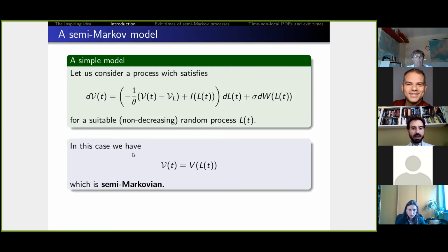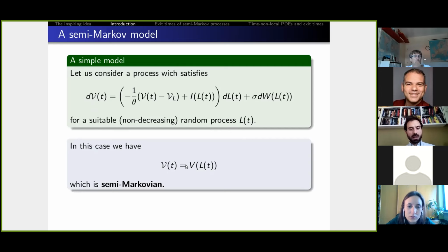So in this case, one has that the solution to this equation is the solution capital V to the original equation, with no time change, time-changed with the random process capital L_T. And this can be stated rigorously. I didn't put the rigorous statement here, but there are a couple of papers on this. So this is a well-posed SDE with strong solution and everything works well.